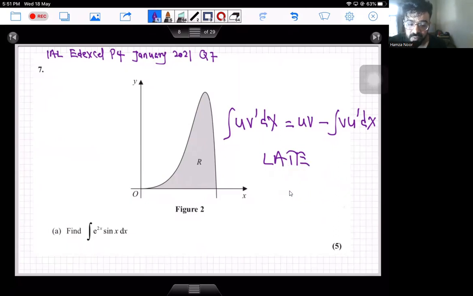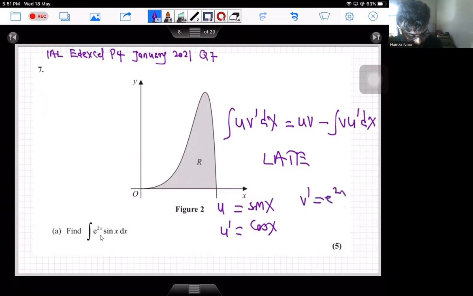Since in this case we have one exponential term and one trigonometric term, trigonometric will be taken first. So u will be taken as sine x, so u dash is supposed to be cos x. And v dash will be taken as e raised to the power 2x, and when we integrate this, we will get e raised to the power 2x divided by 2.